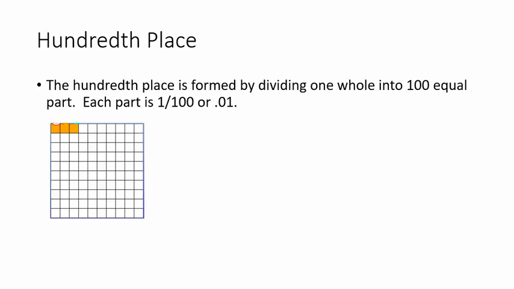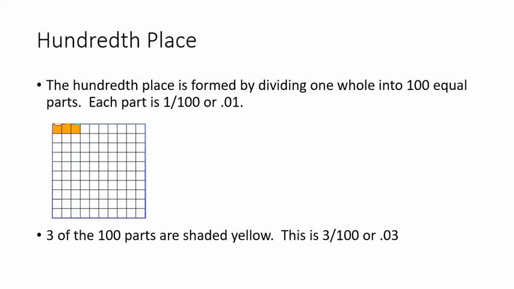The next place over is called the hundredths place. The hundredths place is formed by taking one whole and dividing it into 100 equal pieces. Each part would be 1/100th or 0.01. You can count, in this case, the number of squares that are shaded and see there are 3 squares shaded yellow. So 3 out of 100 are yellow. This is 3/100ths or 0.03. Notice how the 3 went in the hundredths place, the second spot behind the decimal.